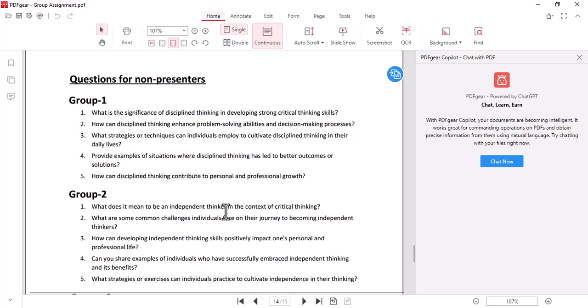Challenges individuals face in the journey to become independent thinkers? Social pressure, cognitive bias, confirmation bias. Indeed. What is social pressure? Social pressure means peer pressure.